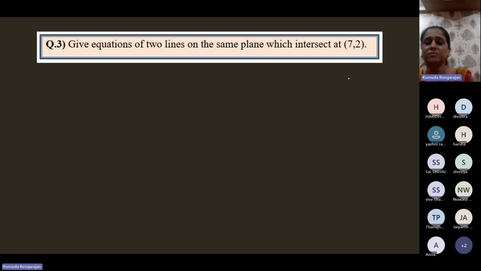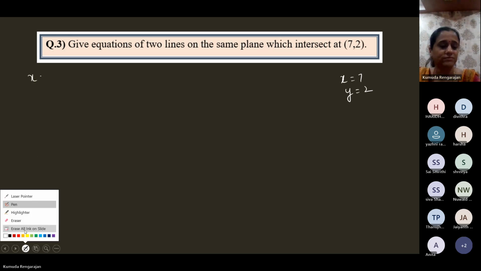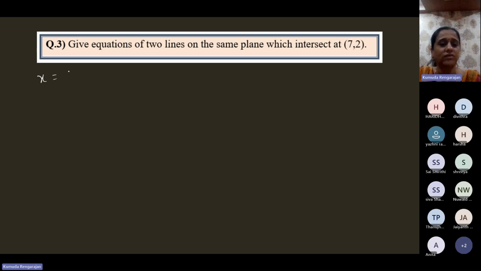So here in this ordered pair (7, 2), what is x? x is 7. What is y? y is 2. So x is equal to 7, y is equal to 2. Now you can add. I'll give you many equations, and you will understand. Now x plus y is equal to 7 plus 2, which is 9. So this is one equation.